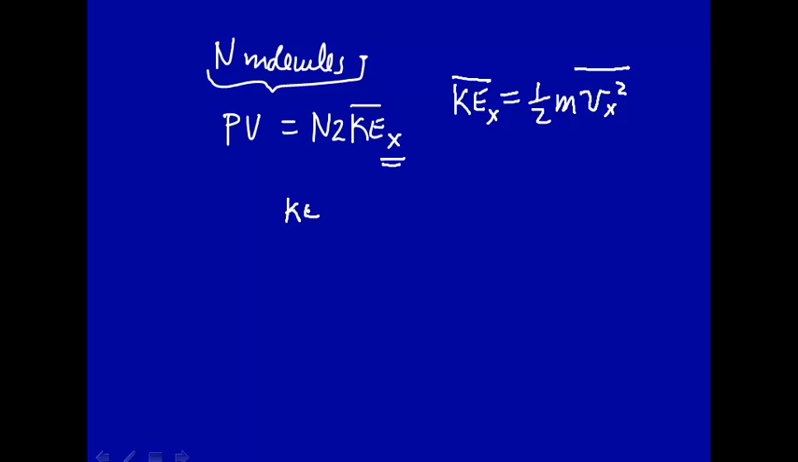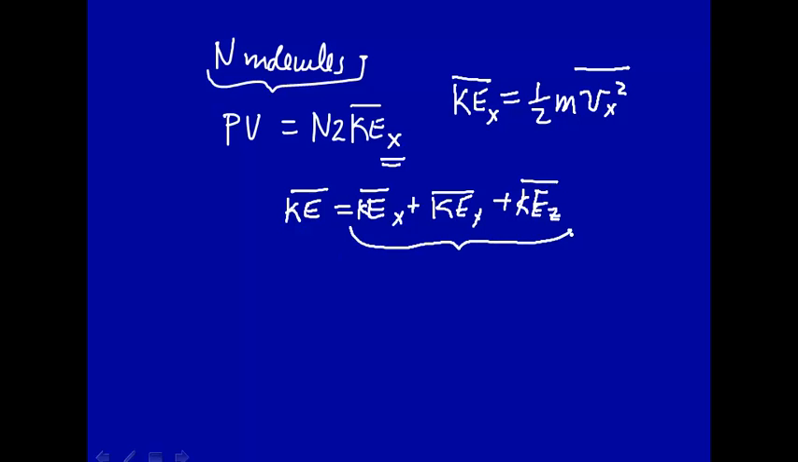So I claim the average kinetic energy in 3 dimensions is equal to the average kinetic energy in the x direction plus the average kinetic energy in the y direction plus the average kinetic energy in the z direction. I'm further going to claim that these are all equal. In other words, there's no preferred direction. If you go in the x, the y, or the z direction, you have the same kinetic energy.